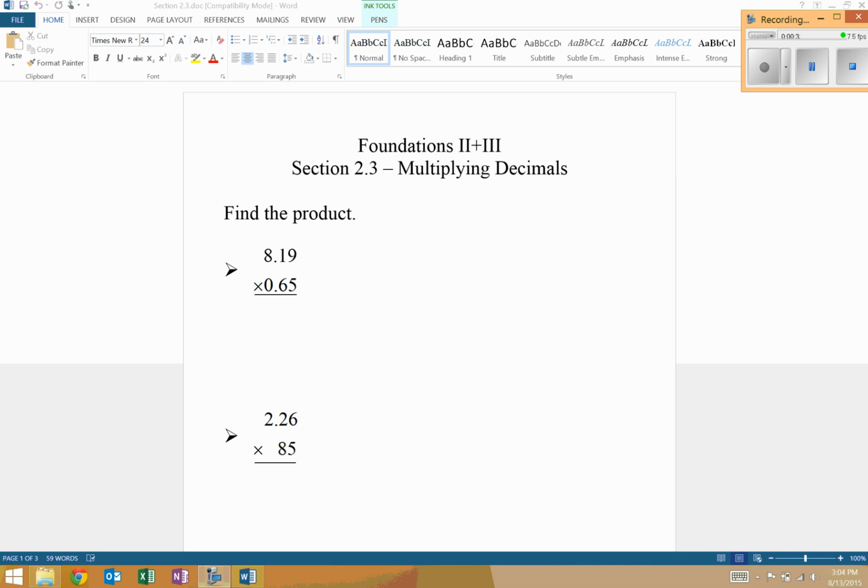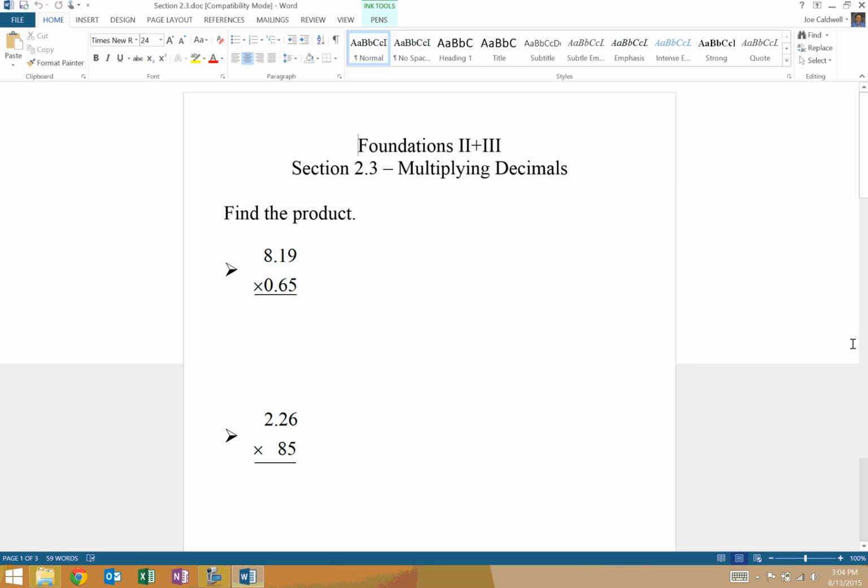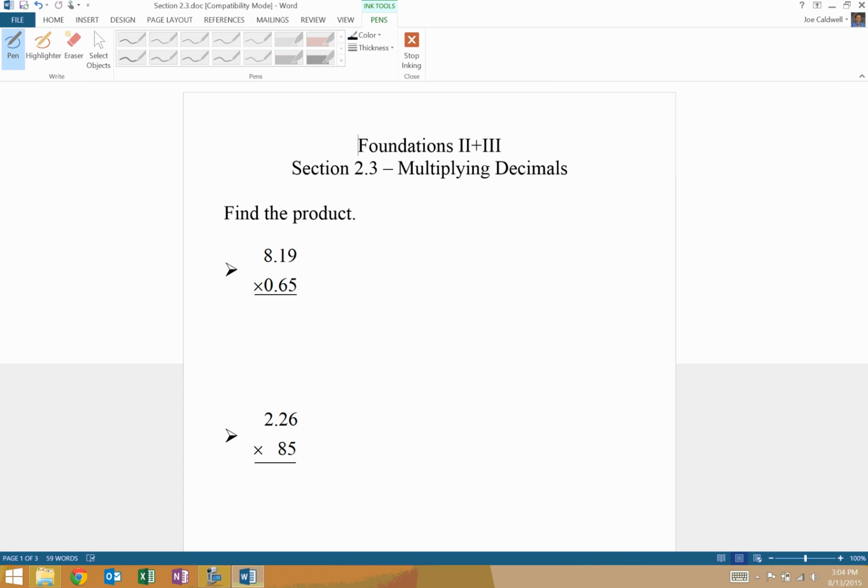So let's just go ahead and multiply kind of longhand, hopefully we remember how to do. Okay, so 5 times 9 is 45, carry the 4. 5 times 1 is 5 plus the 4 is 9. 5 times 8 is 40. Okay, so remember you have to add a 0 when you're multiplying.